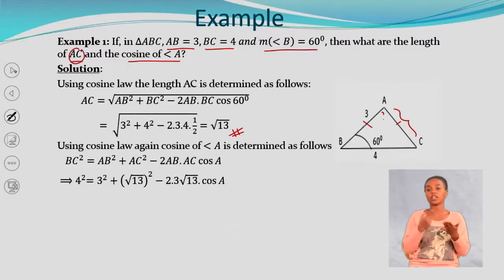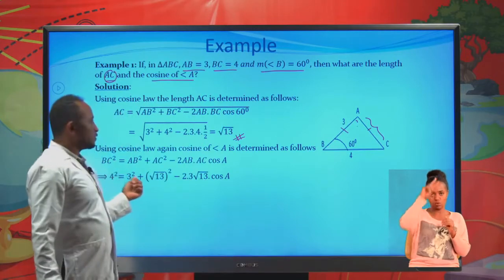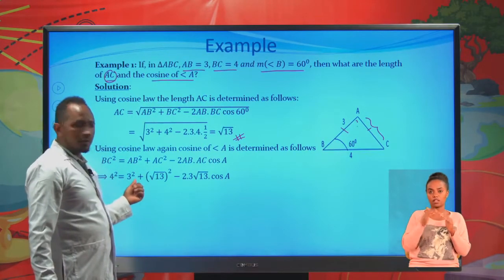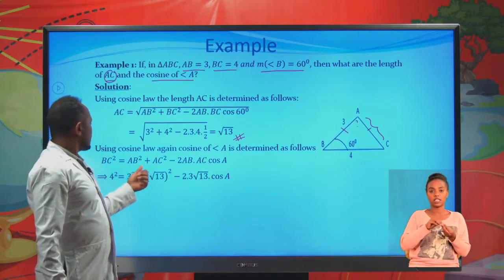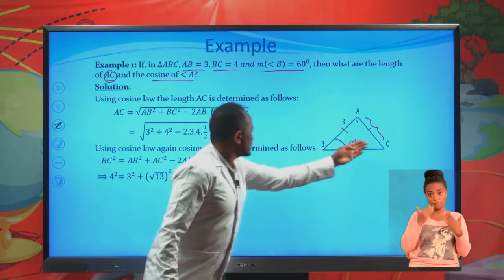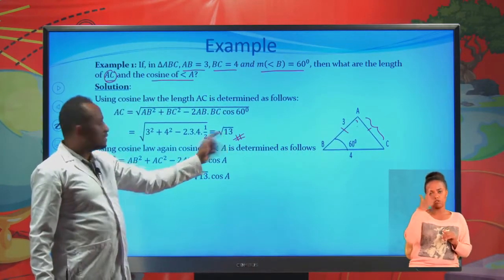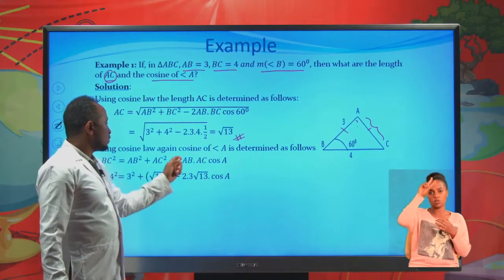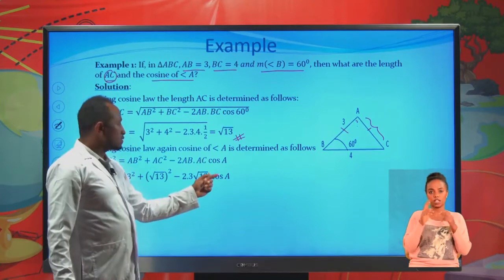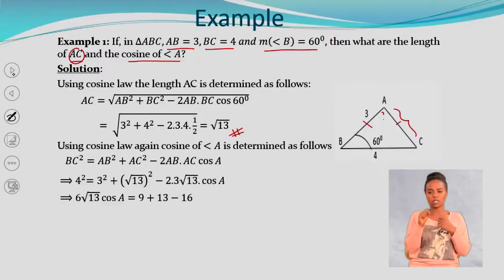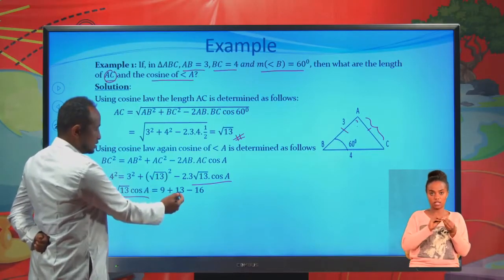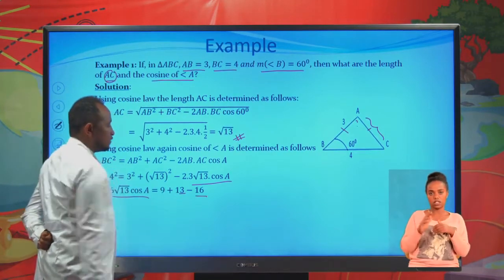This gives us BC, which is 4 squared, is equal to AB, which is 3 squared, plus AC, we have found AC to be square root of 13, so root 13 squared, minus twice of AB is 3, AC is root 13, cosine of A. From this, you will have 6 root 13 cos A. Shifting to this side, you have 6 root 13 cos A equal to 3 squared is 9 plus 13, and taking this to this side, you have minus 16.